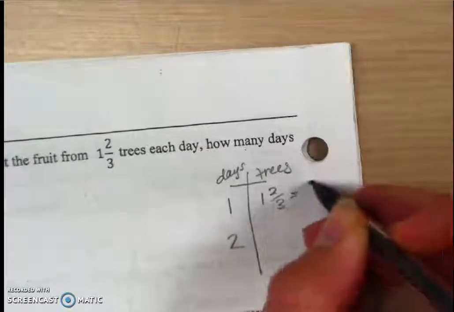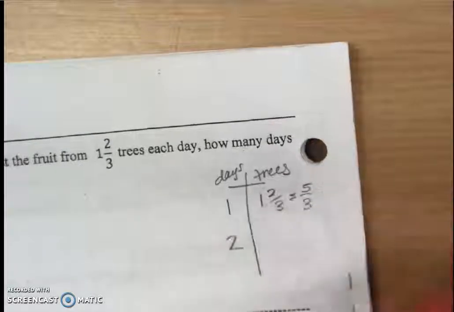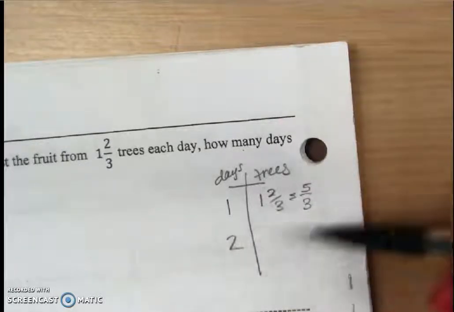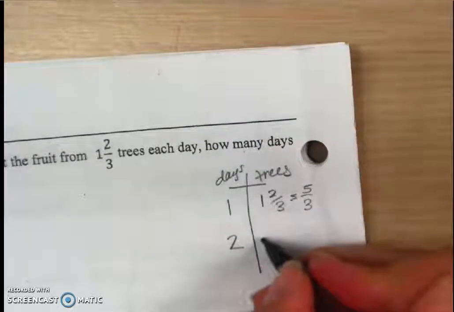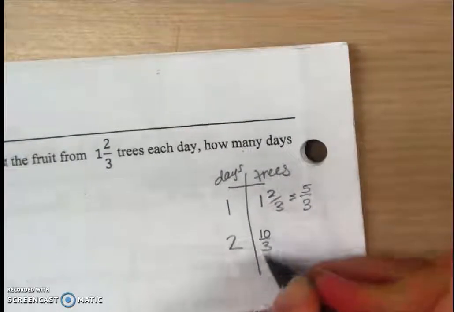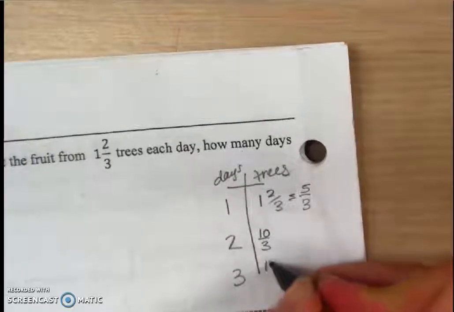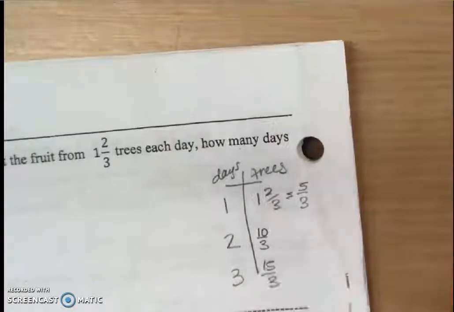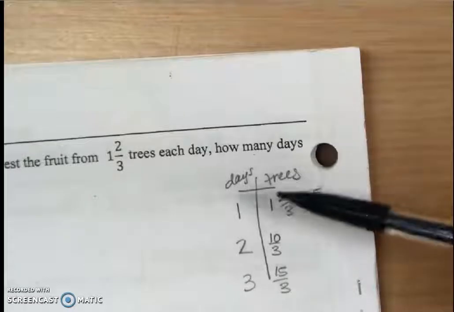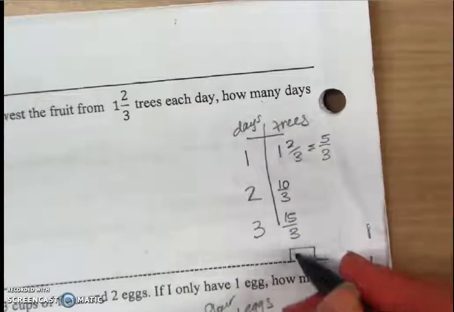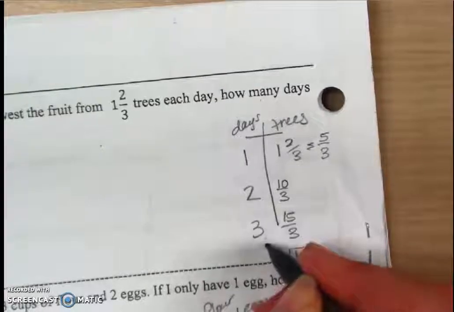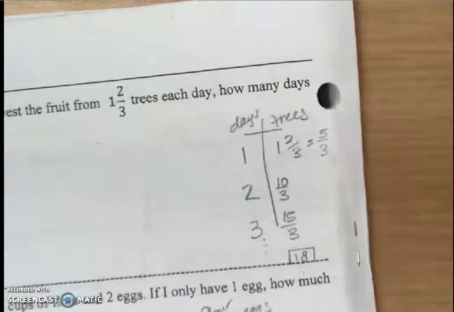I'm going to write that as 5/3 because it's a little easier to keep adding 5/3 to 5/3 to 5/3. So after 2 days, it would be 10/3. After 3 days, it would be 15/3, which is 5. And so I could see that I'm going to have to keep going, and I'm trying to get to 18. I want to see how many times I have to do that to get to 18.